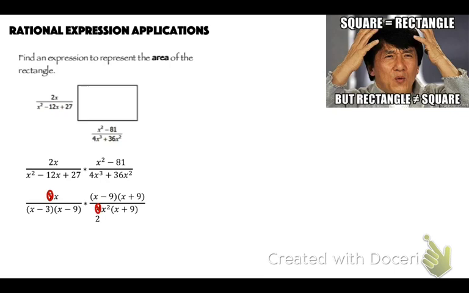Cool. Now that 2 can cancel the 4. I'm left with a 2 on the bottom. Those x's can cancel. X minus 9's cancel. And x plus 9's cancel. So everything canceled on top, leaving us just with a 1. And on the bottom, I'm left with 2x times x minus 3.